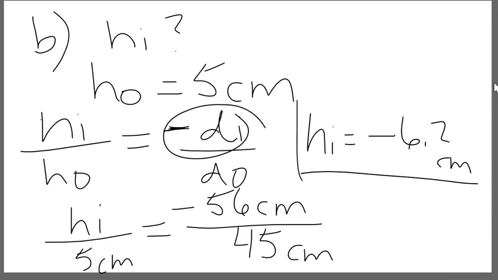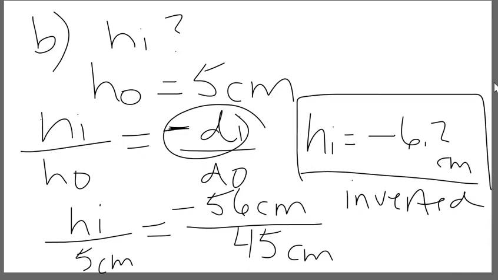Now that tells us that if it's negative, it's going to be inverted, which makes sense because we already said that it has a positive DI, so it's going to be real. So that is inverted. That's for part B.